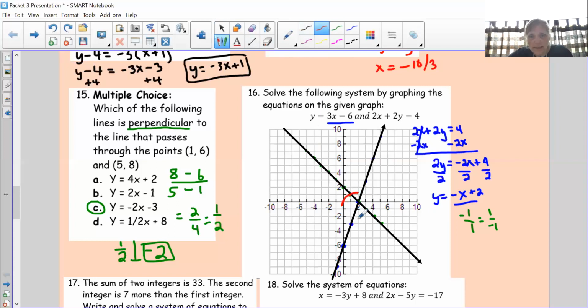Okay, now let me circle this place. This is my answer, where these two lines cross. And I'm going to say that the answer is 2 over. That is the x value. And the y value is 0 because it did not go up or down from the axis. Okay, so there's your answer.